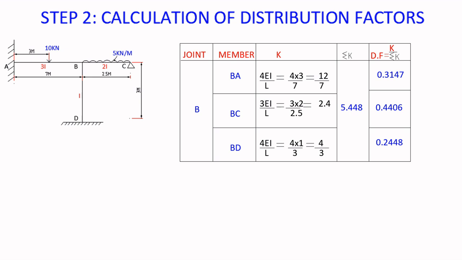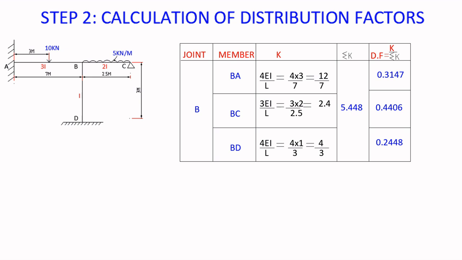If you do the summation of k, you get 5.448. Now, to get the distribution factor, the formula is k over the summation of k. So for BA, it is 12 over 7 divided by 5.448, and you get 0.3147.